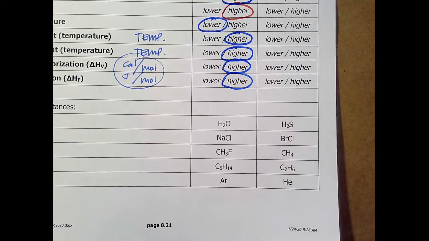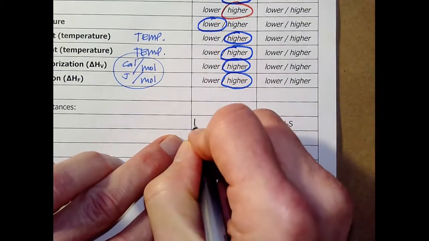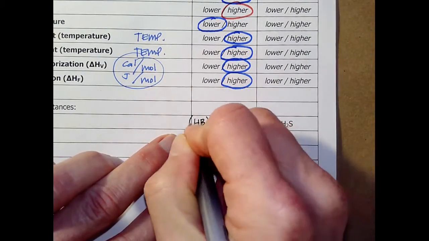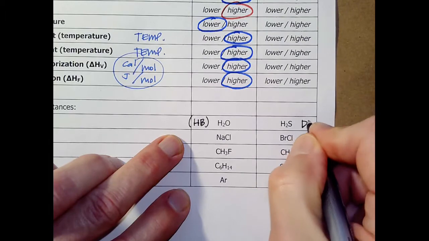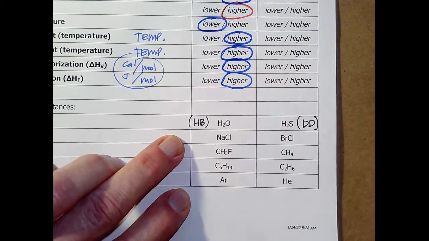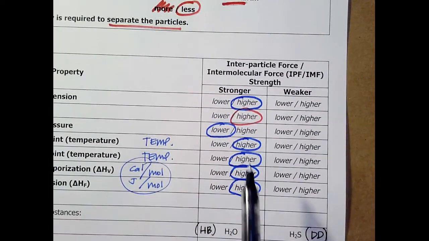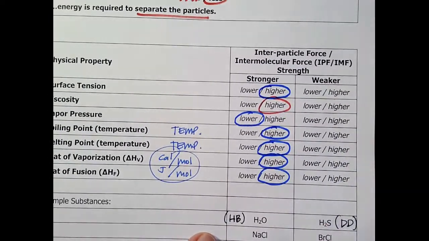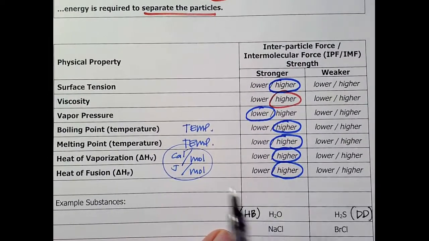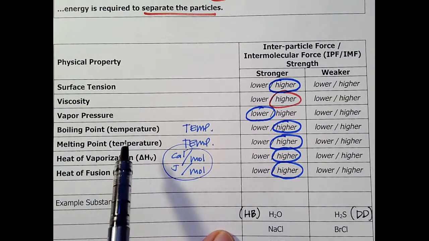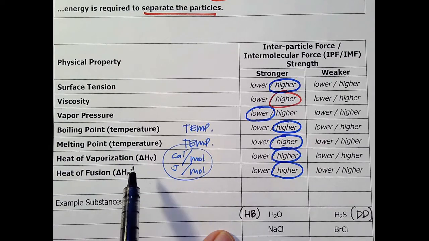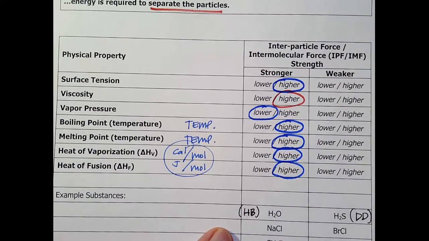Now we have some examples where I'm saying these are stronger and weaker. So I'm going to go through and compare these. And I look here and I go, oh, well, I've got hydrogen bonding right here. Here I only have dipole-dipole. So water is going to have higher surface tension, higher viscosity, higher boiling and melting point, heat of vaporization, heat of fusion relative to H2S. But it's going to have lower vapor pressure relative to H2S.